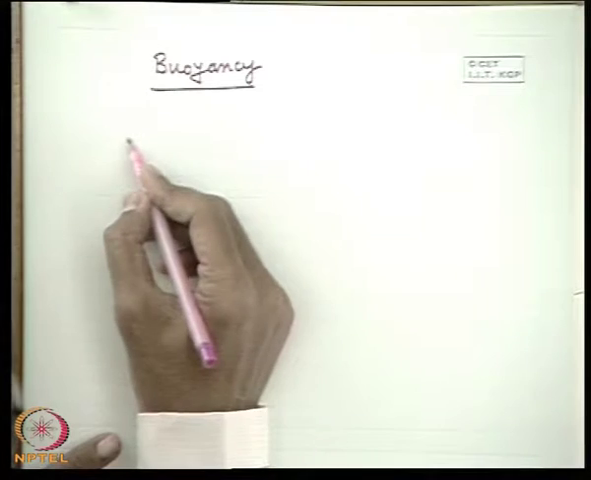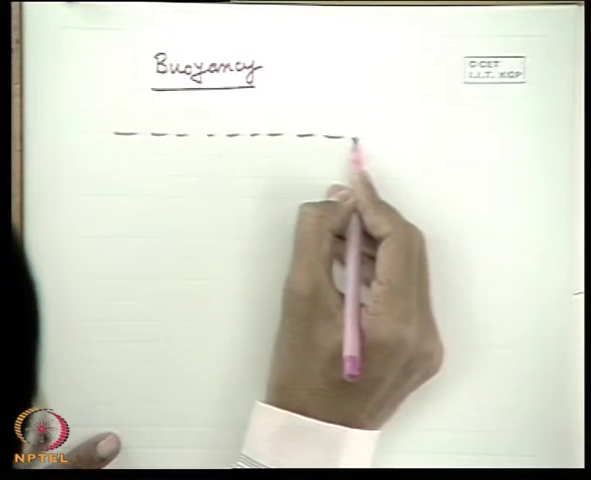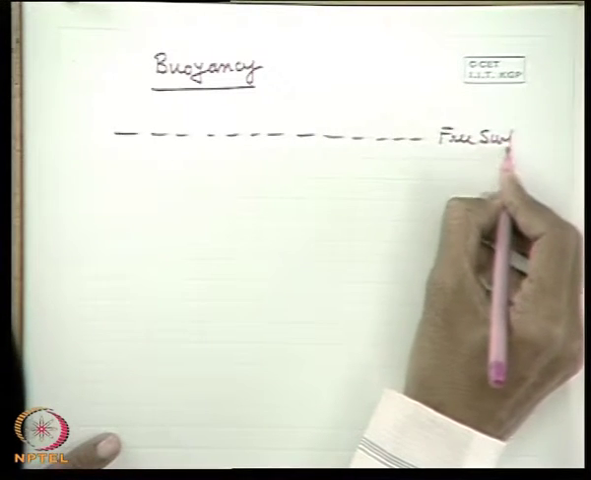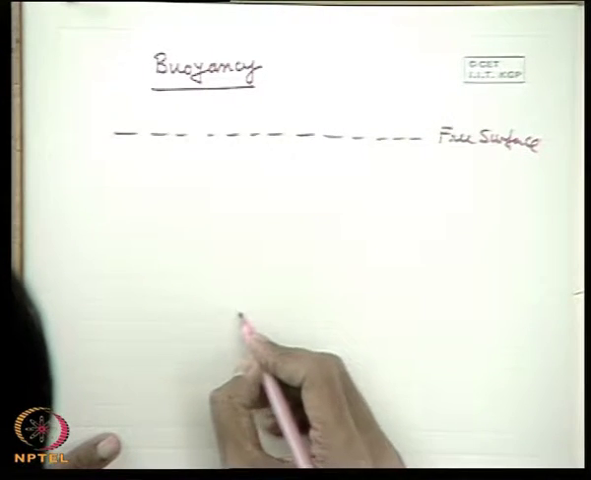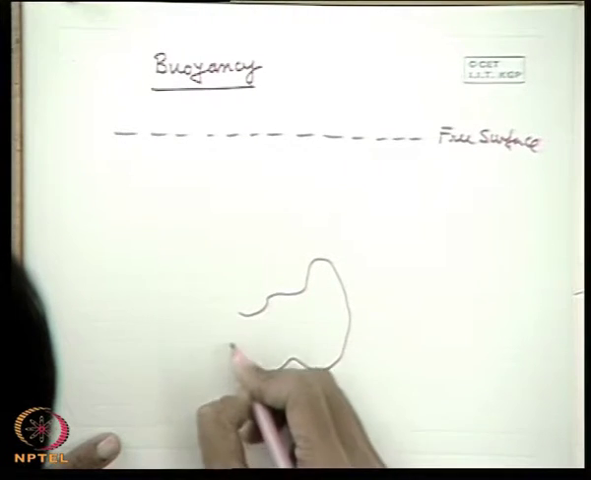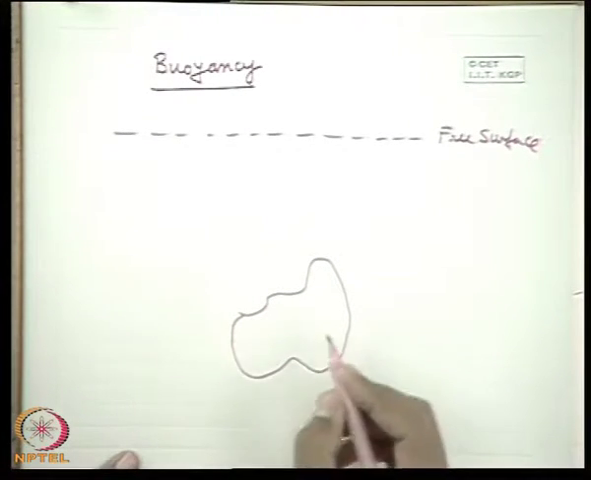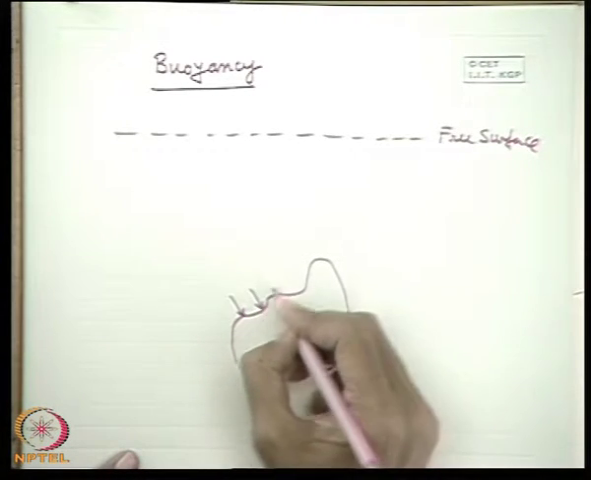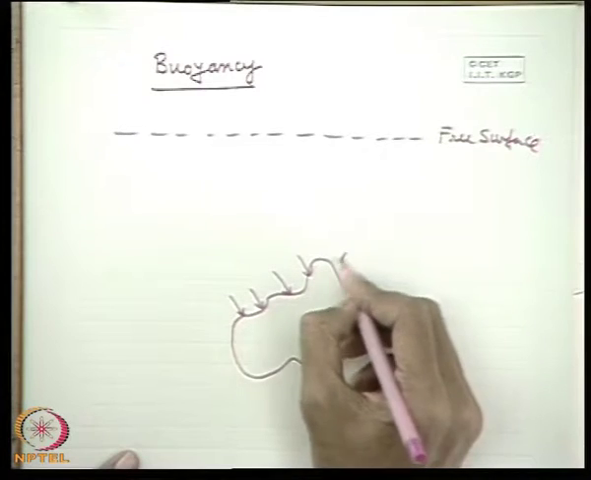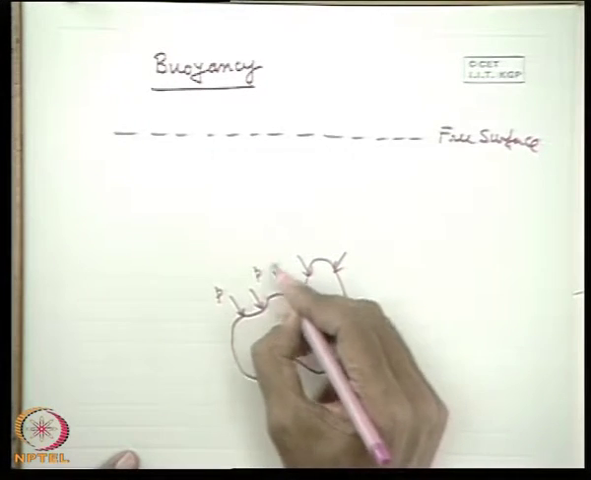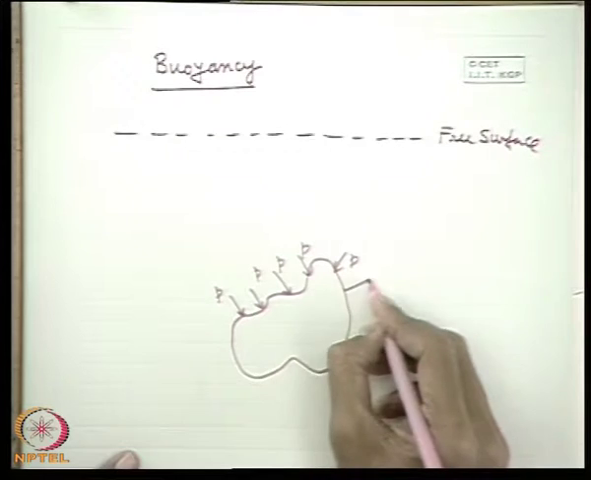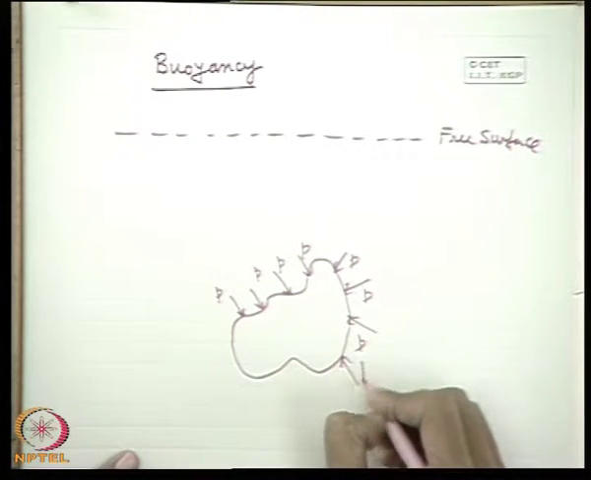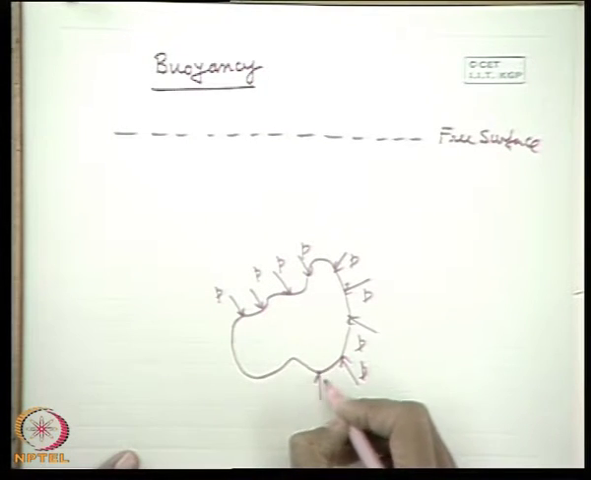Let us consider a free surface of water, and let us consider a body like this. Let us consider a totally immersed or submerged body. So what will happen? The pressure forces will act on the body like this, P. Though I am writing it as P, don't misunderstand that this P is the same everywhere, because this P depends upon its height from the free surface.